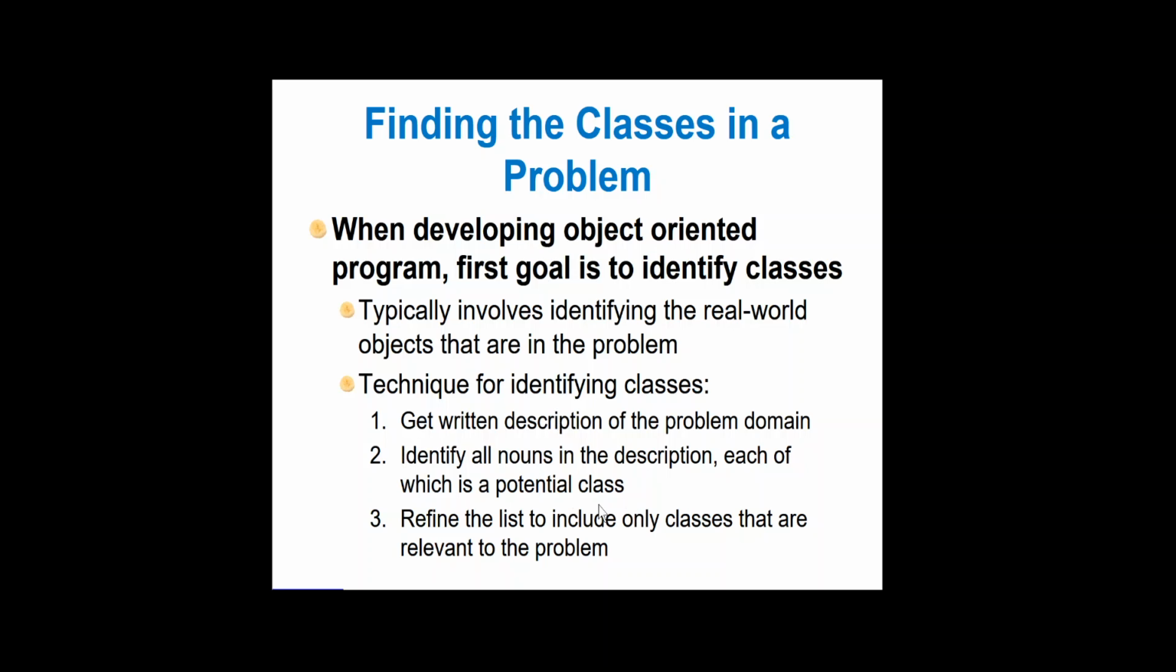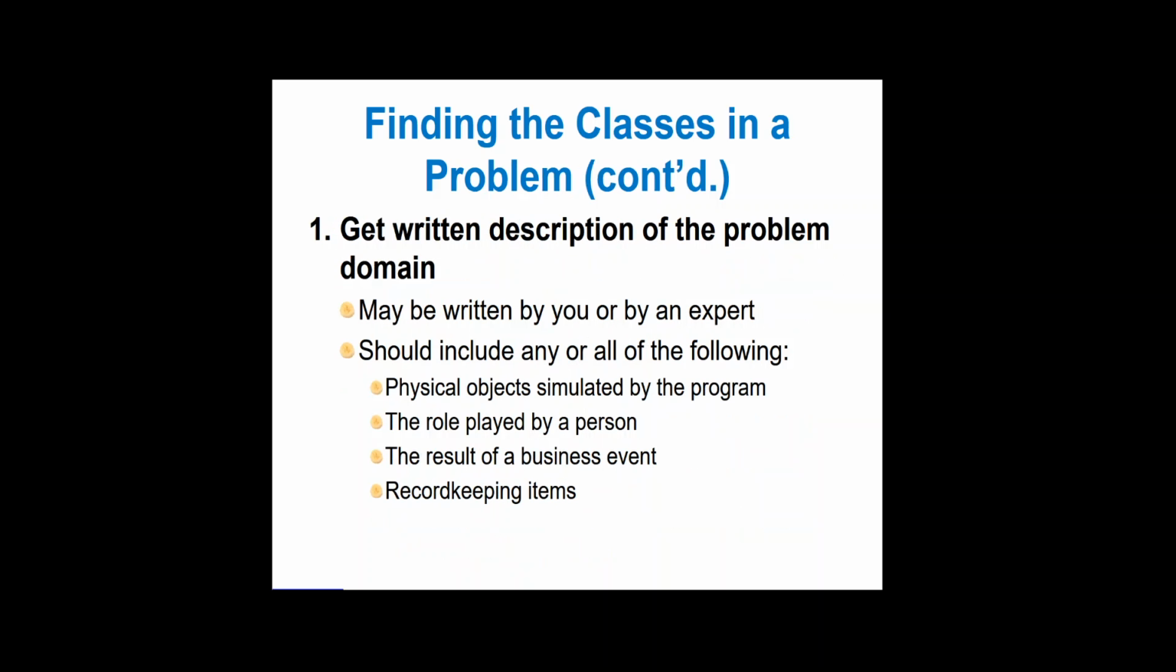Then after that, you need to identify all the nouns. Whatever noun is available, also pronouns, all these you need to identify them, and then you need to refine the list. How do you do it? It sounds not exactly clear. Now think about this. Let's say you are writing a class to help in printing a code for a service, a car service, for example, you need to think about any physical object that simulates the program. Whatever the role played by a person, maybe the result of a business event, whatever.